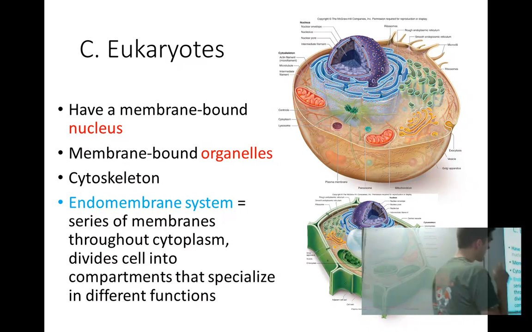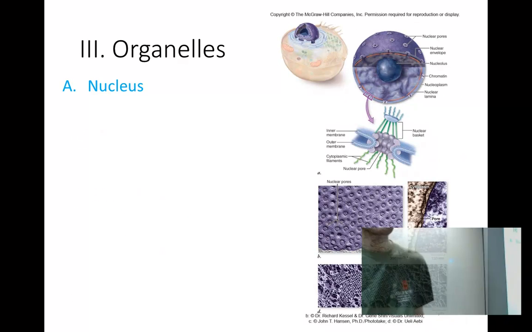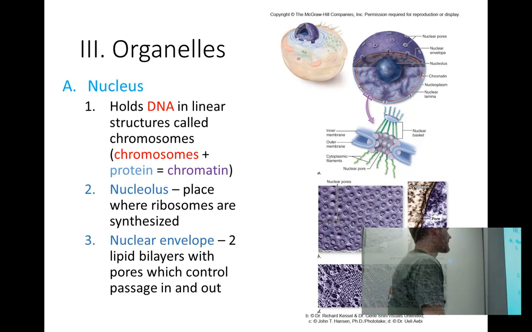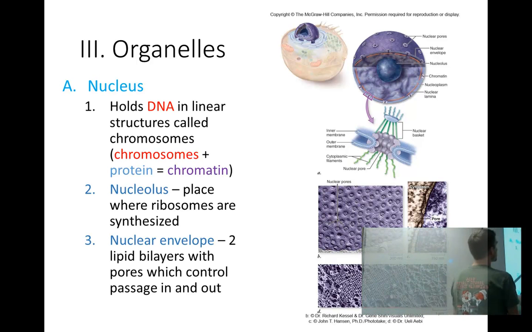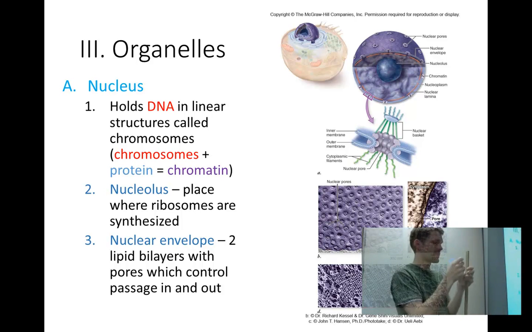Okay, so here's a eukaryote animal cell, and there's a plant cell. The main organelle, well, I don't know about main, the one that holds the DNA is the nucleus. In eukaryotes, the DNA is linear, meaning all the DNA is packed together, and so it makes these linear structures. And they're called chromosomes.